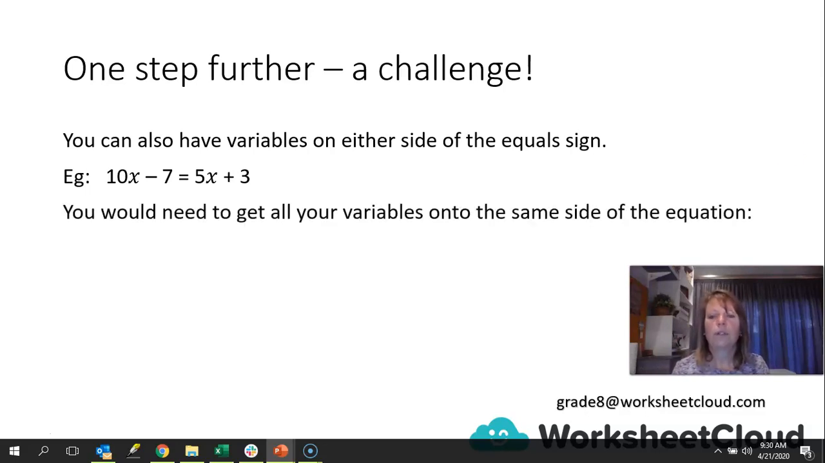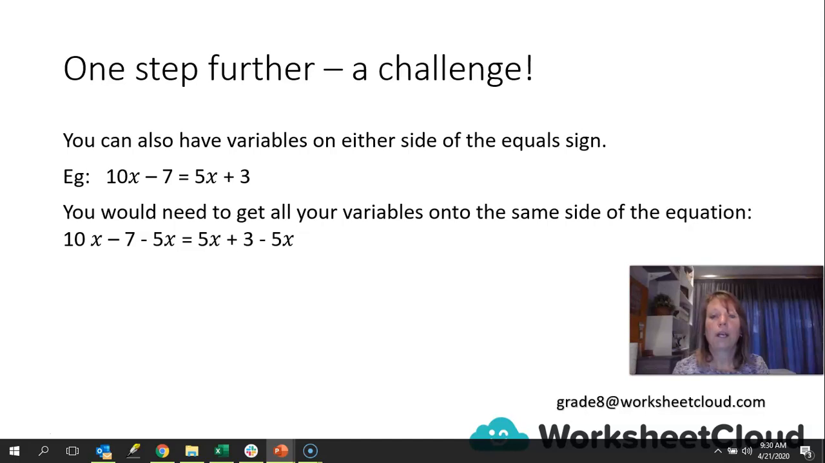So the first thing, we need to get all our variables onto the same side of the equation and all the constants onto the other side. But we will do it step by step. As you go along and you get used to this, you can do it all in one step, but let's try it step by step for now.